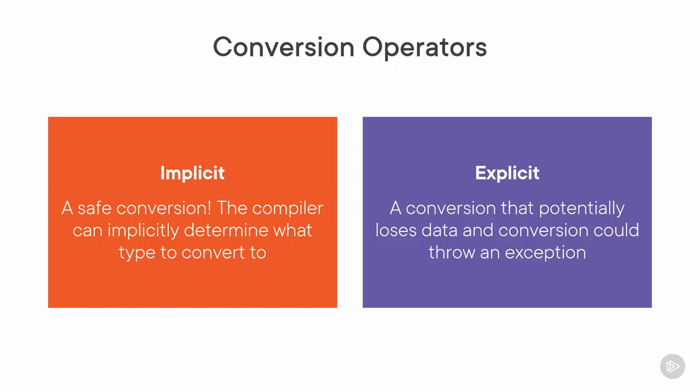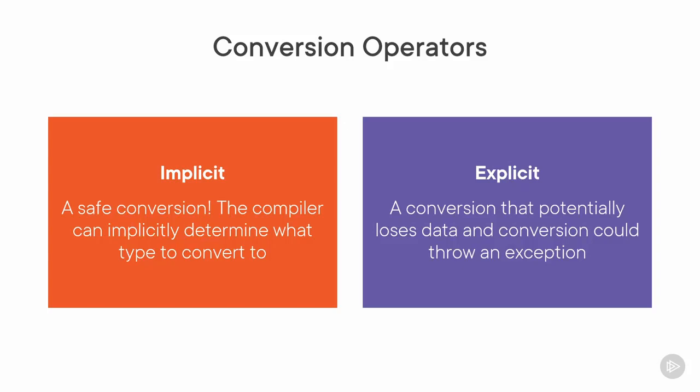There are two types of conversions: implicit conversion and explicit conversion. An implicit conversion is, for example, when the compiler can implicitly determine the type that you want. A good example of this is a method call or a variable declaration. Performing this conversion should be safe. Hence, it shouldn't throw any exceptions, and it shouldn't lose any data.